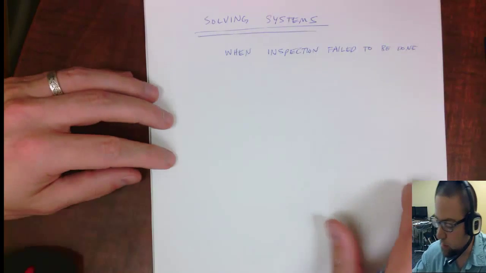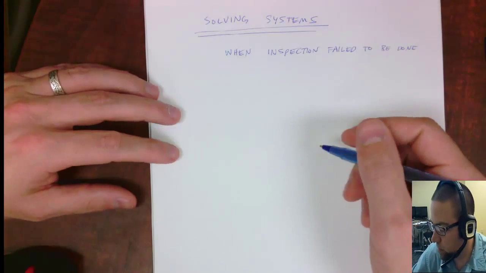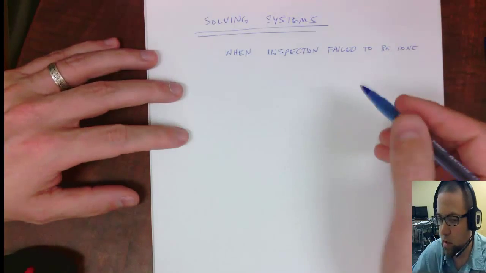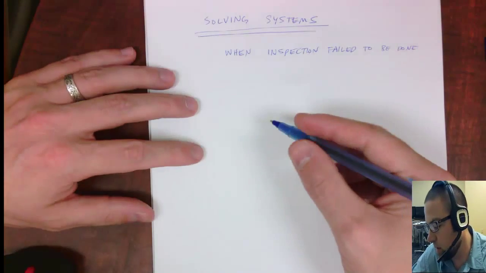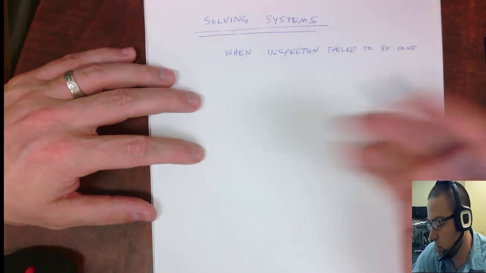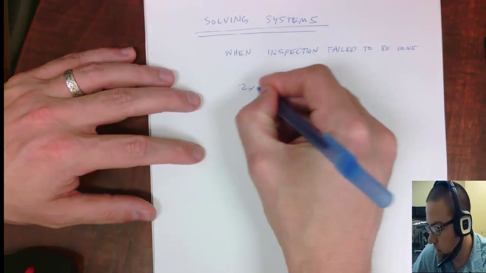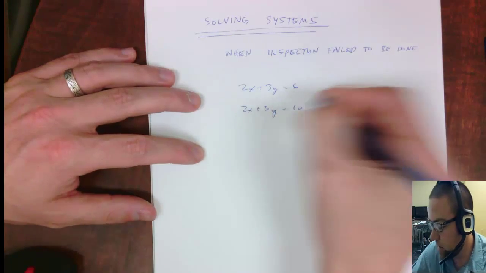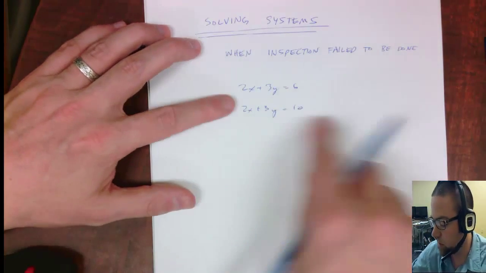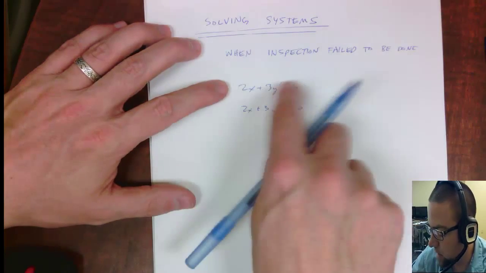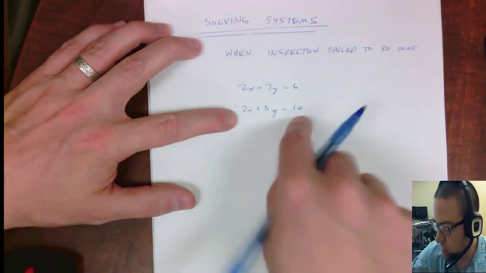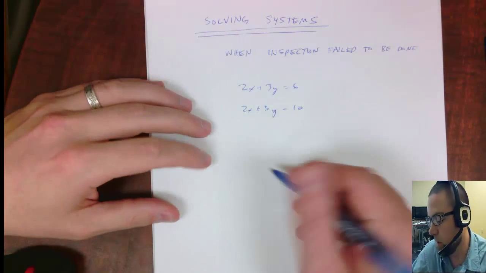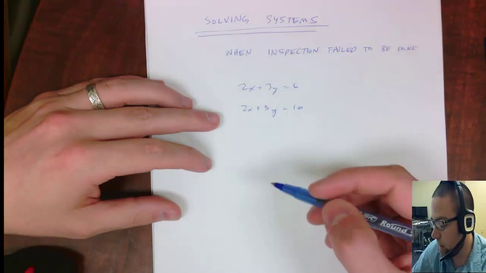Okay, last part here in solving systems of equations and kind of the mechanics of how it works is sometimes when the inspection failed to be done or you didn't really notice that these equations were actually the same with two different answers, like 2x plus 3y equals 6 and 2x plus 3y equals 10. By inspection, you should be able to say there's no solution because it cannot be equal to 6 and be equal to 10. But let's just say that you didn't see that, and we decided, okay, we're going to solve the system by elimination.